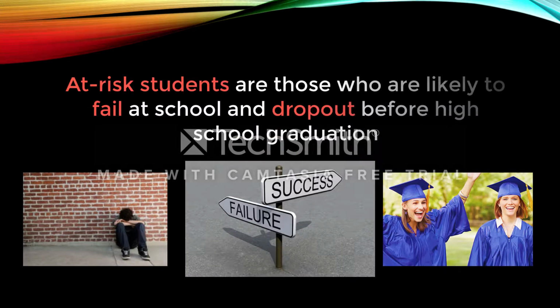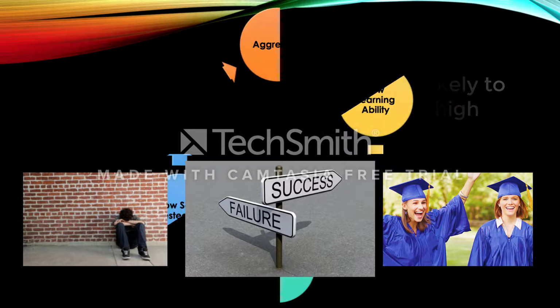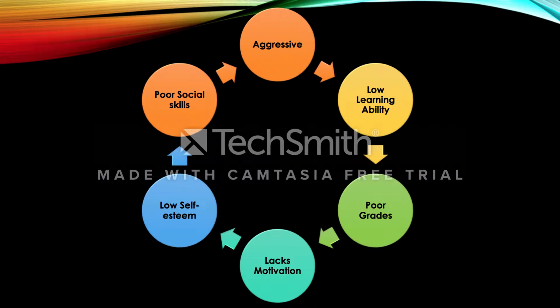At this point, you might be wondering, who are at-risk students? Students who are at risk are those who are in risk of failing school and dropping out before their high school graduation. A couple of signs to identify at-risk students is that they are really aggressive due to the environment they are being raised in, and they also react very quickly to defend themselves. At-risk students also have poor learning ability. Many times it can be based on a language barrier.